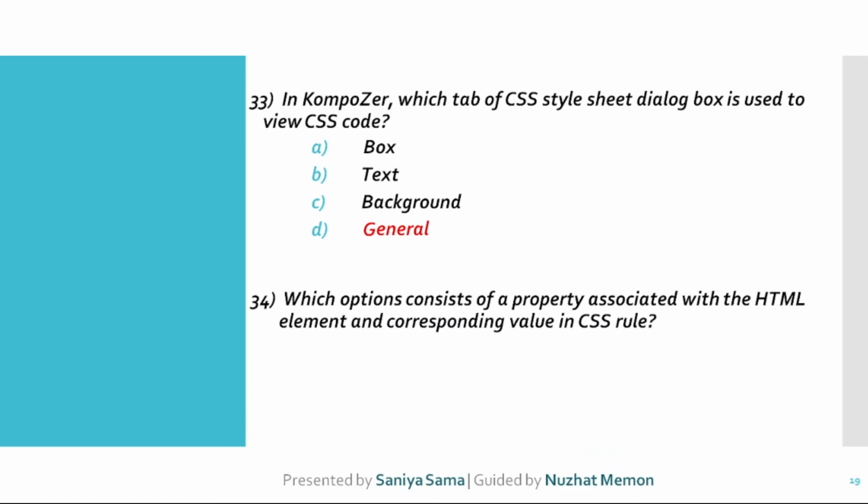34. Which options consist of a property associated with the HTML element and corresponding value in CSS rule? Option A, general. Option B, oral. Option C, lists. Option D, all of this. The answer is general.